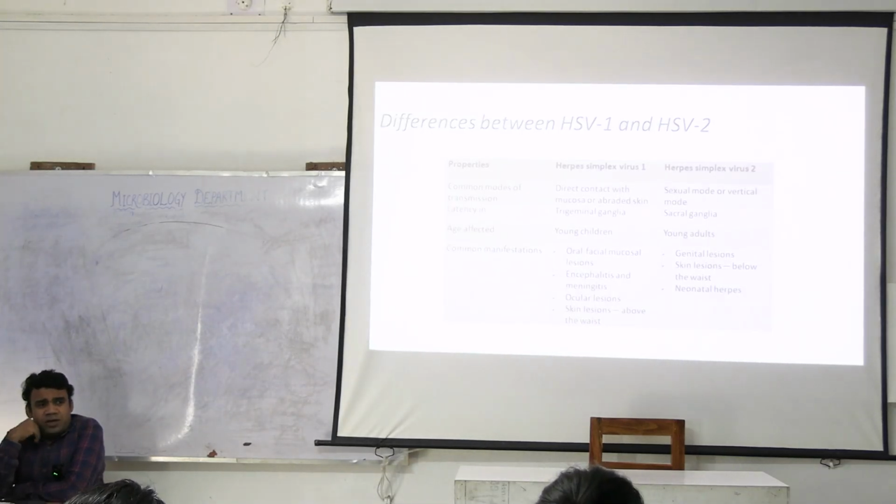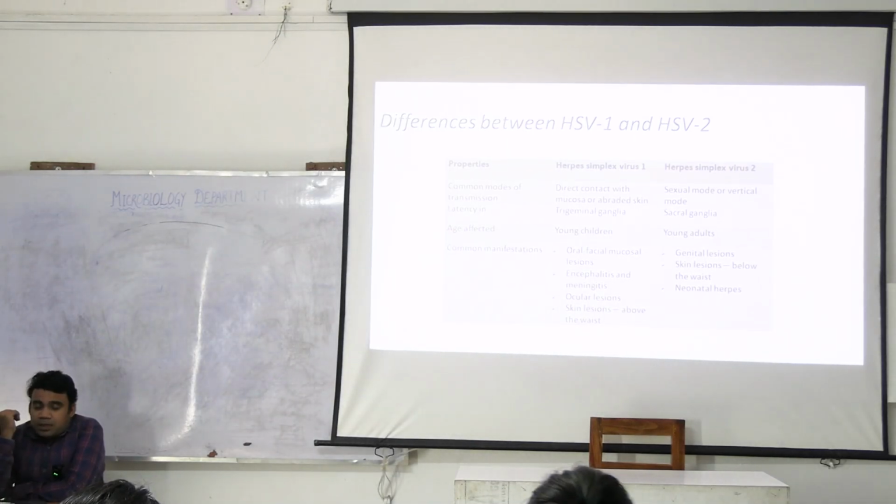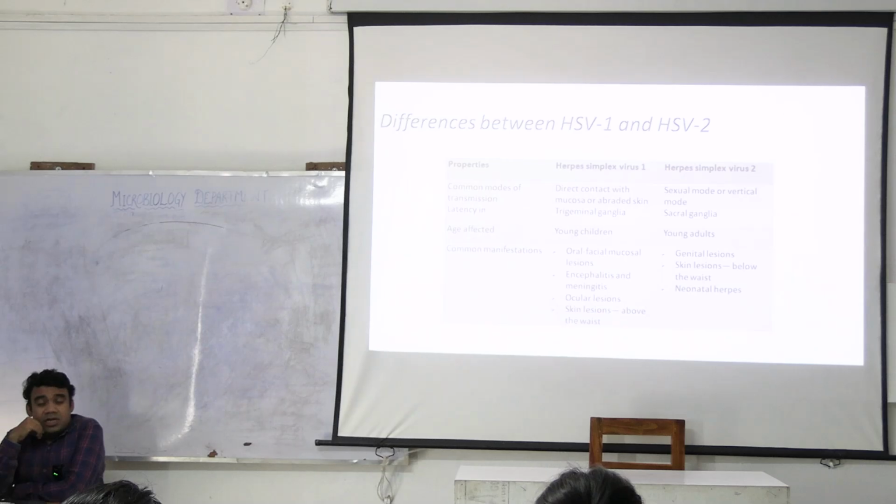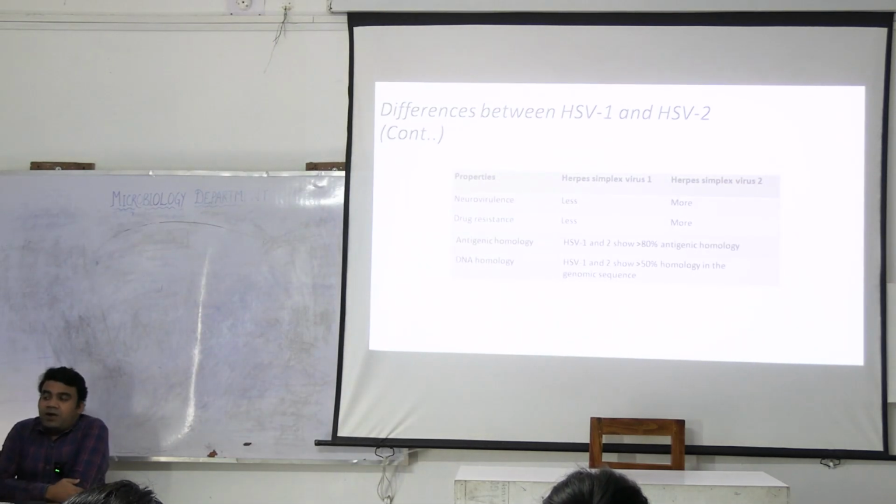Furthermore, if we look at the common manifestations in HSV1, we can find oropharyngeal mucosal lesions and encephalitis and meningitis. So, this is a very severe complication with HSV1. Many a times, children do present with signs of encephalitis or meningitis. Sometimes, on reactivation, if particular areas of the face, for example near the eyes, are affected, then these lesions can also appear in the ocular region. Now, as far as neurovirulence is concerned, for HSV1 the virulence is much lesser as compared to HSV2. What does it mean?